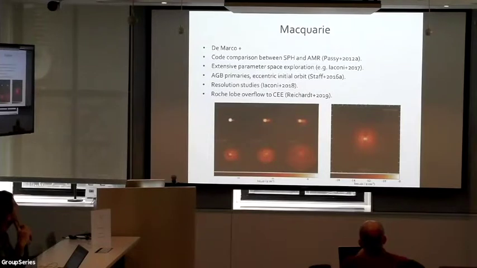Then we heard from Ursula yesterday, and one of the nice things they're doing now, like we just mentioned, is starting their simulations from a larger separation and exploring what happens during the Roche lobe overflow. They've also done many parameter studies and convergence studies.